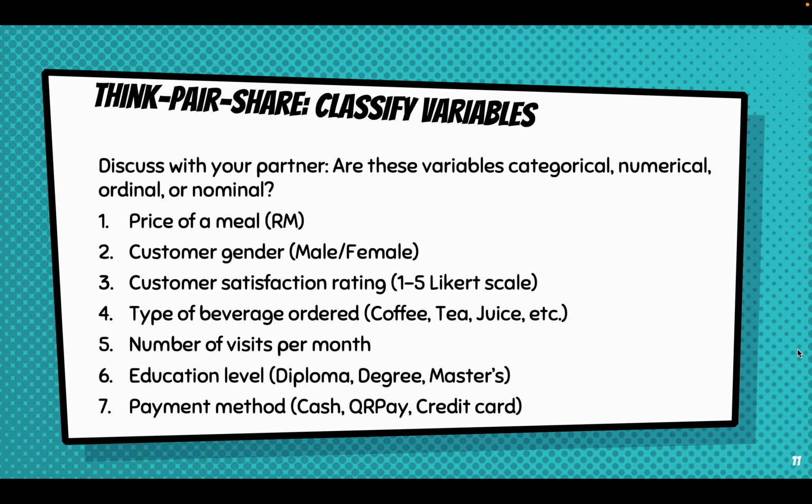Let's do a quick activity and grab a partner if you can. Classify each variable. Are they categorical, nominal, ordinal, discrete, or continuous? You can pause this video, take 30 seconds to think, then pair with the person next to you to discuss. We'll check the answers shortly.